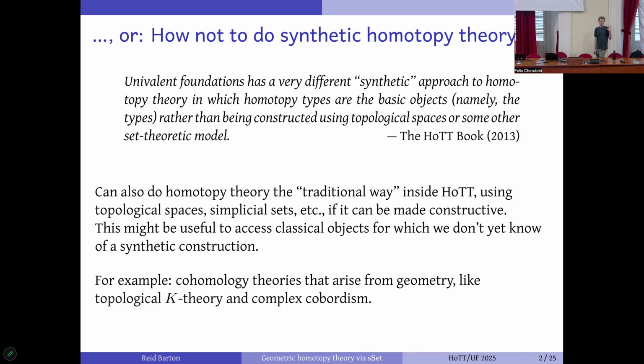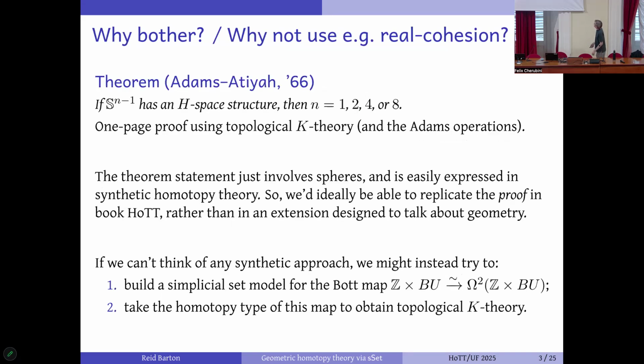This talk is not about K-theory, so it's totally fine if you don't know anything about it. But the point is, it's something that we know how to do classically. We don't know how to do it in synthetic homotopy type theory. And so, well, maybe it's something we'd like to have. So why might we want to have it?